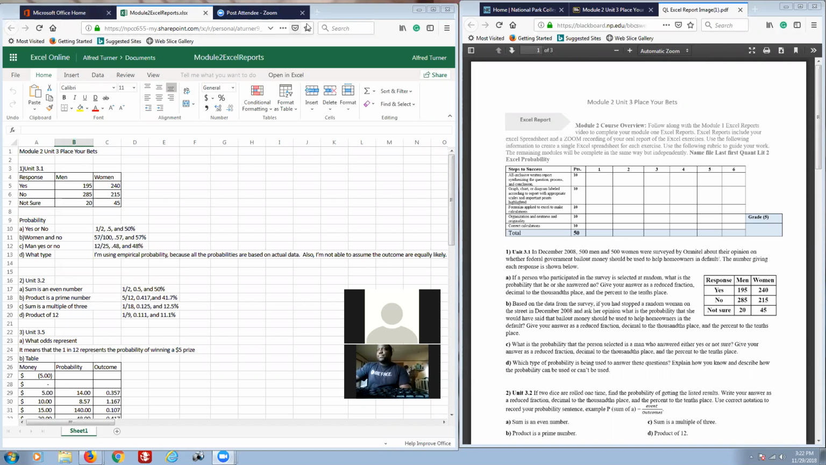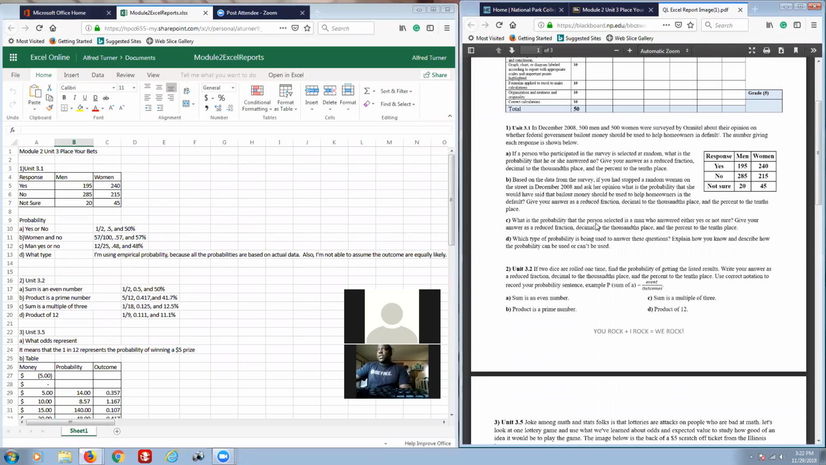Number 1. In December 2008, 500 men and 500 women were surveyed about whether the federal government bailout money should be used to help homeowners in default. The number was given for each response shown below. If a person who participated in the survey is selected at random, what is the probability that he or she answered no? Give your answers as a reduced fraction, decimal to a thousandths place, and percent to the tenth.